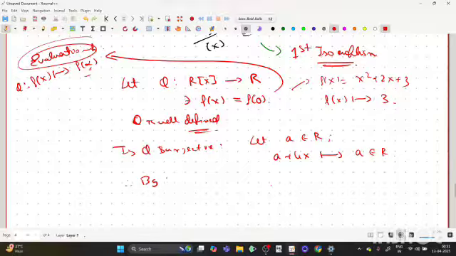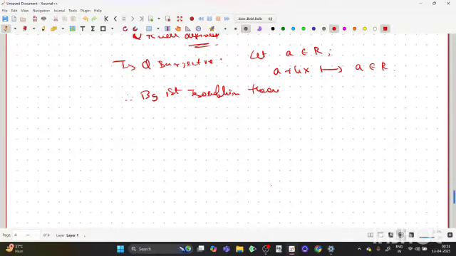Therefore, by the first isomorphism theorem, what we conclude is that R[x] mod kernel of phi should be isomorphic to R. Now, what is kernel of phi?